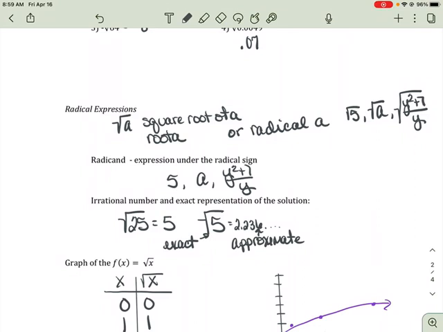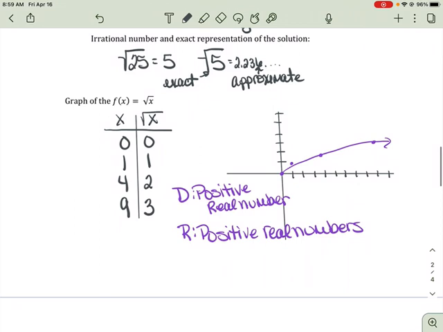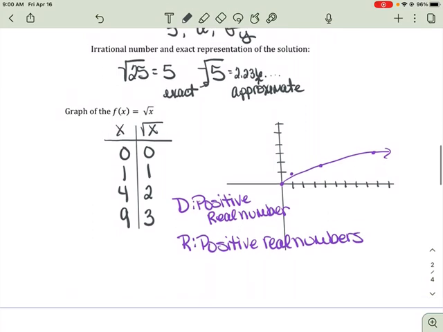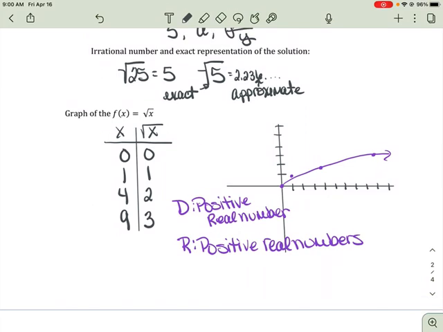You can have numbers, variables, and expressions underneath. And you can graph the square root function by putting in perfect squares. It's going to make life a lot easier if you do. And there's a difference between perfect squares and approximate solutions.